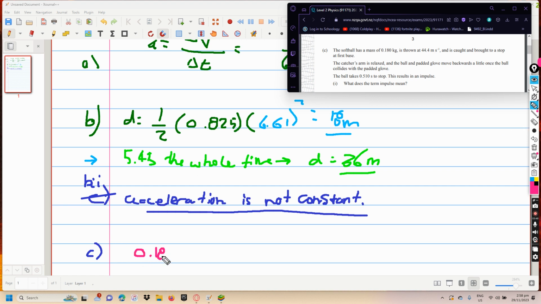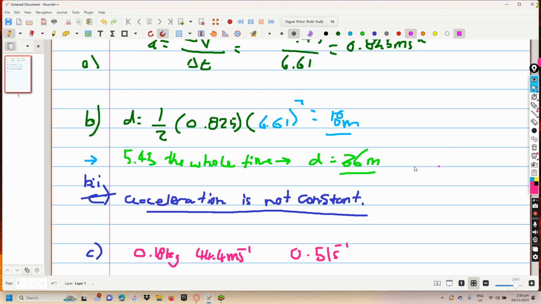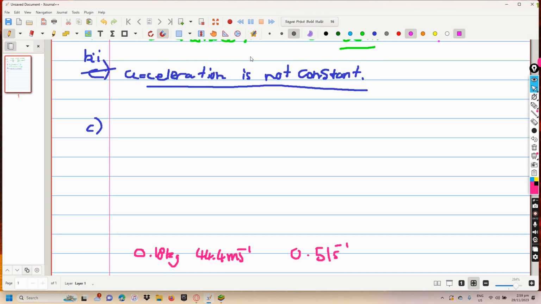0.18 kg, 44.4 meters per second, and it takes 0.51 seconds. Okay, that's good. What does the term impulse mean? Well, we'll get to that. These are our terms here. So the term impulse is the change in momentum divided by the change in time.